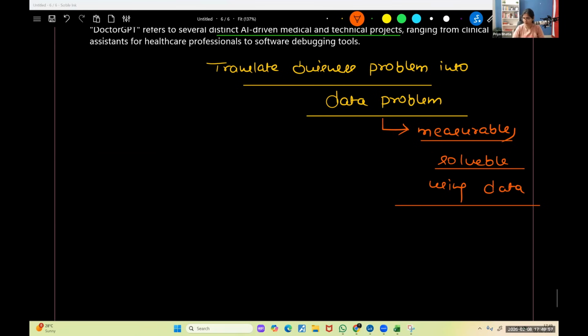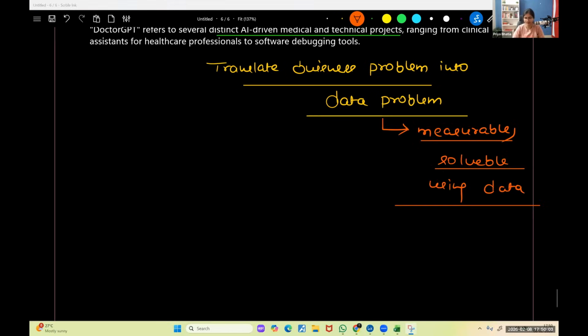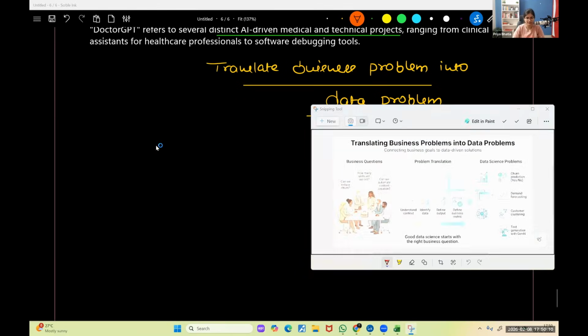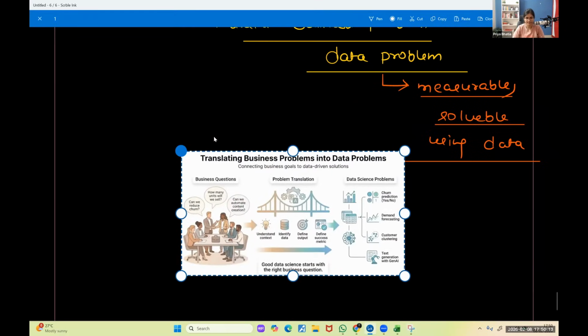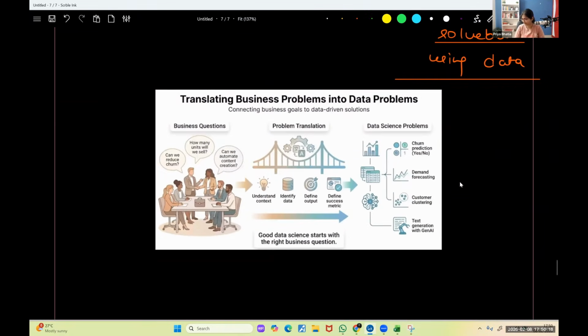So if I talk about both of these things, the business problem and how we can convert that into a data problem, let me give you an example, so see this snapshot. You can see over here, the business question could be, can we reduce the churn? How many units will we sell? Or can we automate this content creation? Right? This could be a business problem.